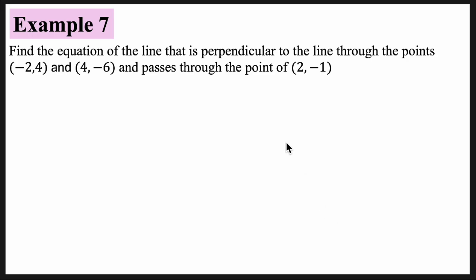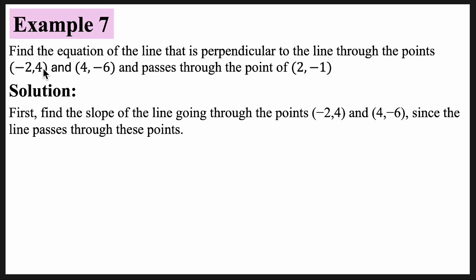Find an equation of a line that is perpendicular to the line through the points negative 2 comma 4 and 4 comma negative 6 and passes through the point 2 comma negative 1. So in this problem, we're trying to find an equation that is perpendicular to the line that goes through the 2 points here, meaning the original slope could be found using those 2 points. So let's go ahead and find the original slope using the 2 points here.